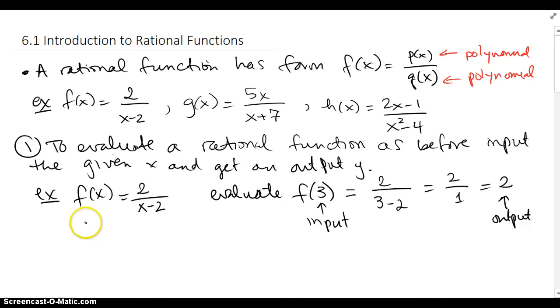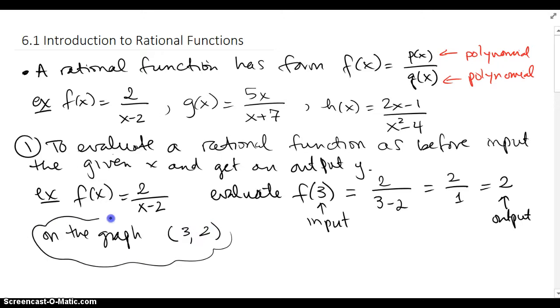So in ordered pair form, on the graph you would see the ordered pair input 3 and output 2. So that's just a side note, but the evaluation is done just as before, like other functions.